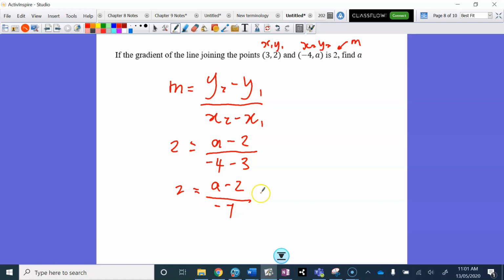Get rid of the negative 7 by multiplying both sides by negative 7. And I end up with negative 14 is equal to a minus 2. Get rid of the 2 now by adding 2 to both sides, and a would be equal to negative 12. So fairly straightforward algebra once you understand how to substitute those values into the formula.